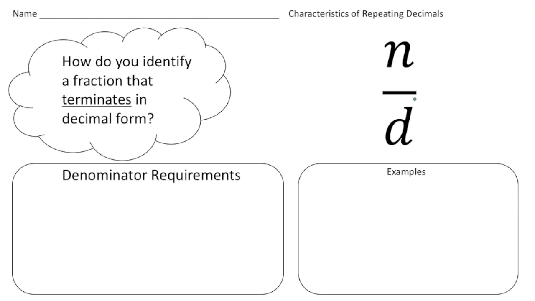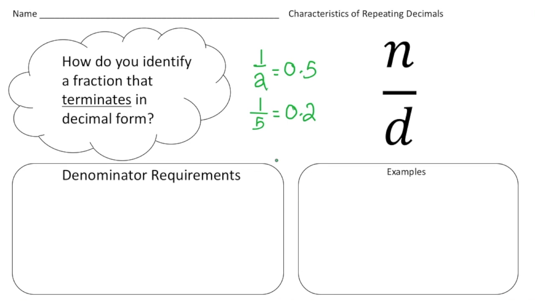how do we identify fractions that terminate when they're in decimal form? For example, if we have the number 1/2, we know 1/2 equals 0.5, and that terminates. We could add some zeros, but really, 1/2 equals 0.5, and that's it. Same thing, let's say 1/5. Well, 1/5 equals 2/10, which is really 0.2.